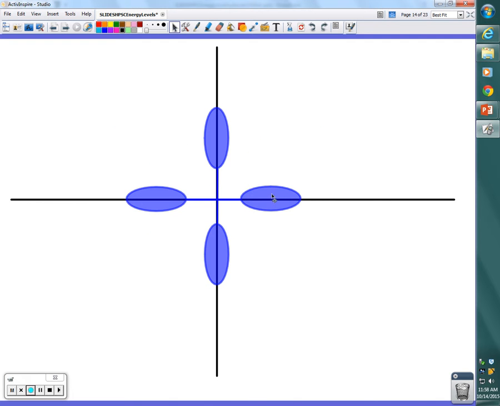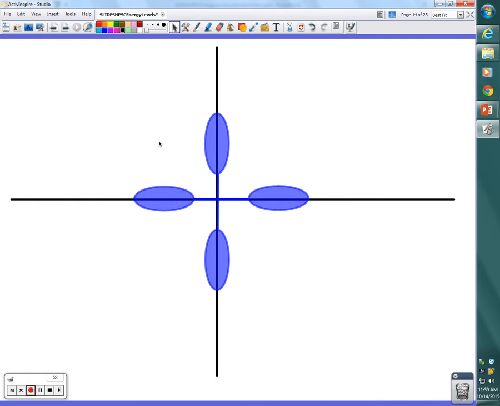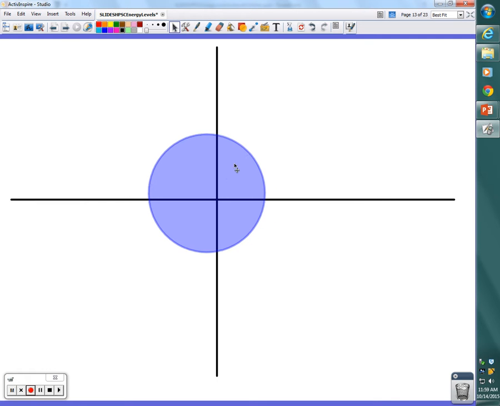These are actually 2 orbitals. This is an orbital, and this is an orbital, okay? And then the easiest one to kind of tell which one is which is the sphere, right? And that's one orbital. So I just showed you a total of 4 different orbitals. All blue, some different shapes, but they're all orbitals on their own, okay?